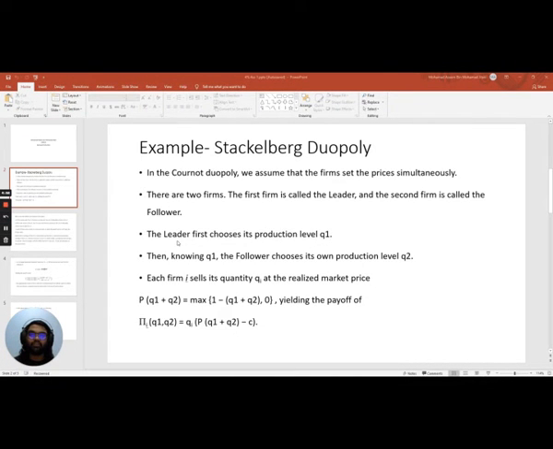So now I will give an example of backward induction, which is the Stackelberg duopoly.